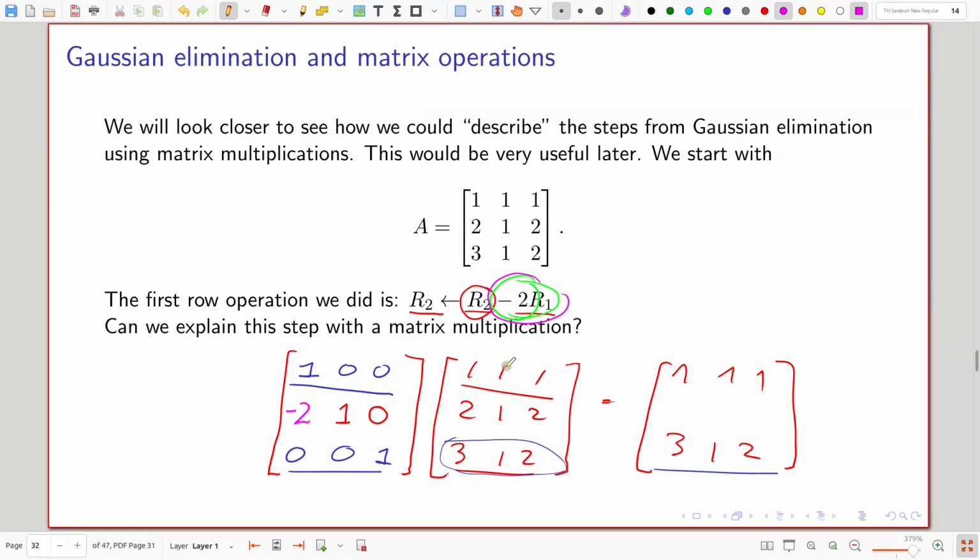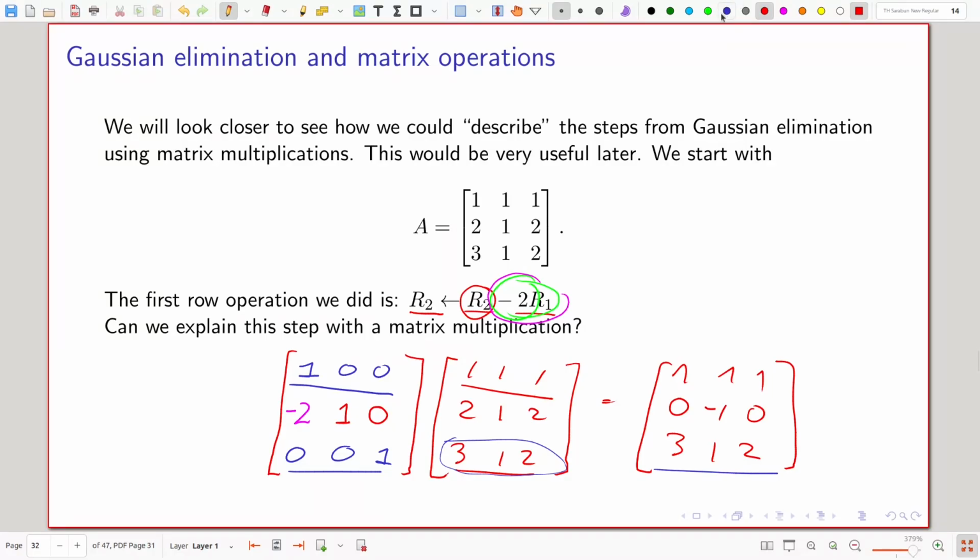After you put minus 2 there, when you do the multiplication, what will we get? Let's try to do it. You get minus 2 times 1 plus 1 times 2, so you get 0 here. And here, you take 1 minus 2, so you get minus 1. And then you multiply minus 2 here, and you get 0 here. So that's what you get.